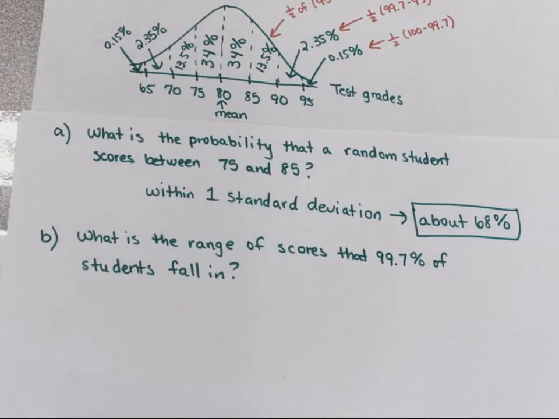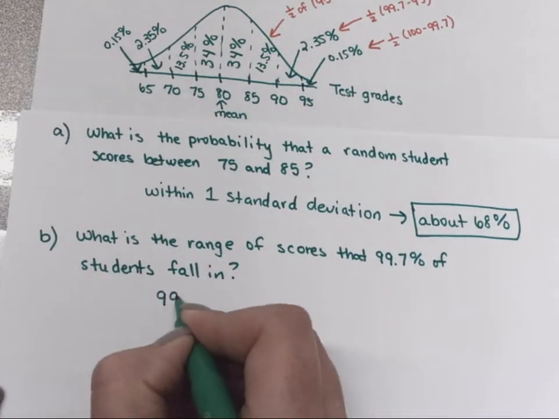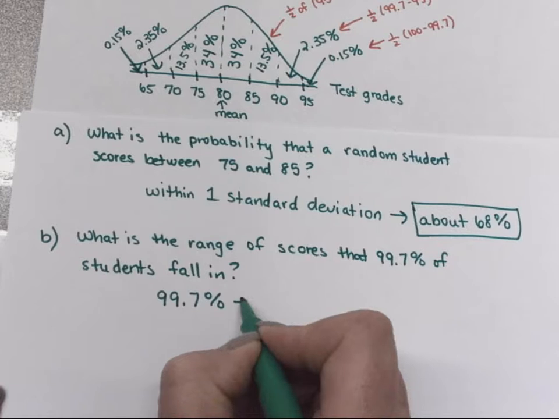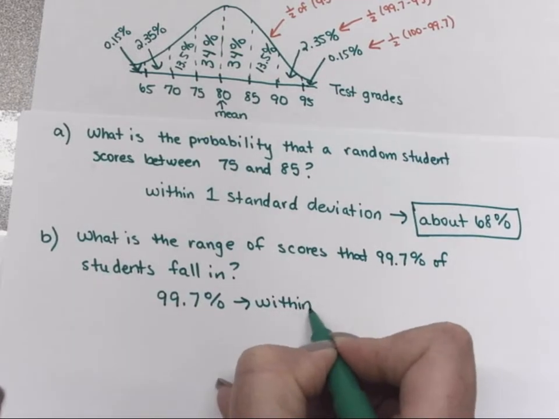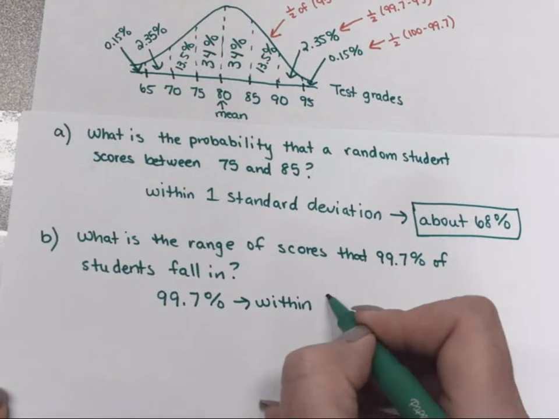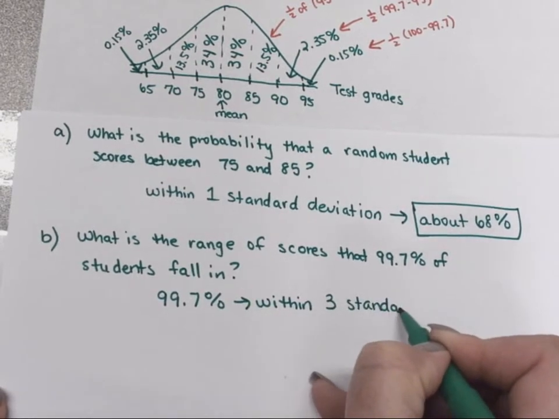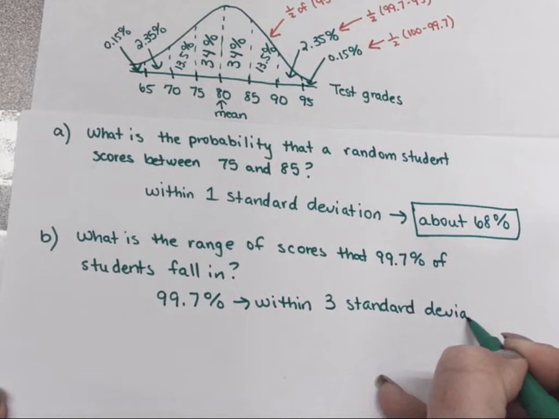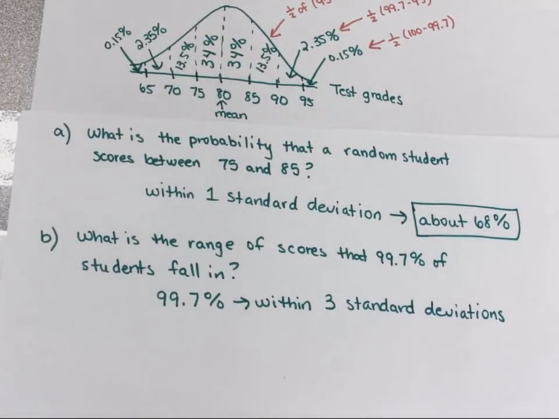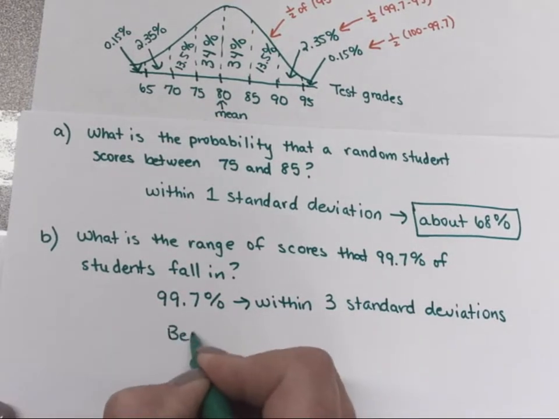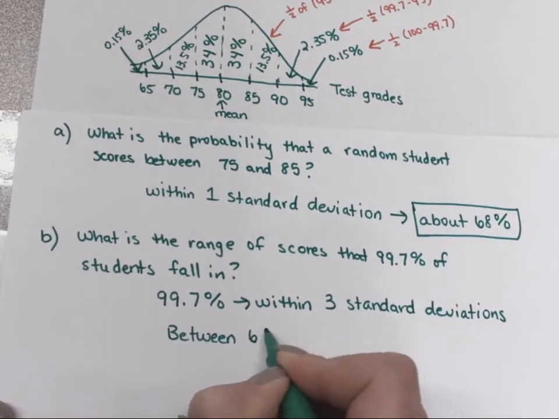So notice that's not a random percentage, right? The 99.7 is significant. So the 99.7% means what? It means that we're within what? 3 standard deviations. So look at our picture above, right? If we're within 3 standard deviations, what do you notice the scores are if you go out 3 from the center? So what I mean is 3 sections from the center, right? So 3 to the left would be what score? 65, right? 3 to the right would be what score? 95. So it's basically between those 2 scores. So between 65 and 95.